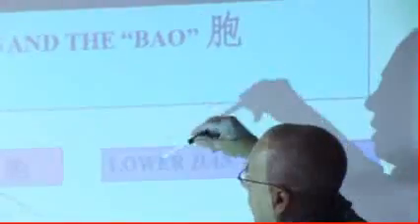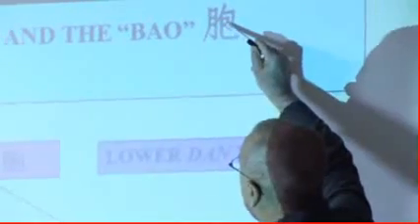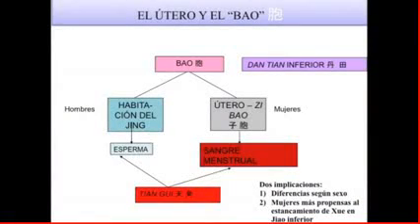The one on the right is phonetic, but it's more than phonetic. It also has a meaning. It's Bao. This one on the right is Bao by itself. And it indicates a container, a bag, a container. So that tells you the uterus is a container, and it's an organ of the human body.